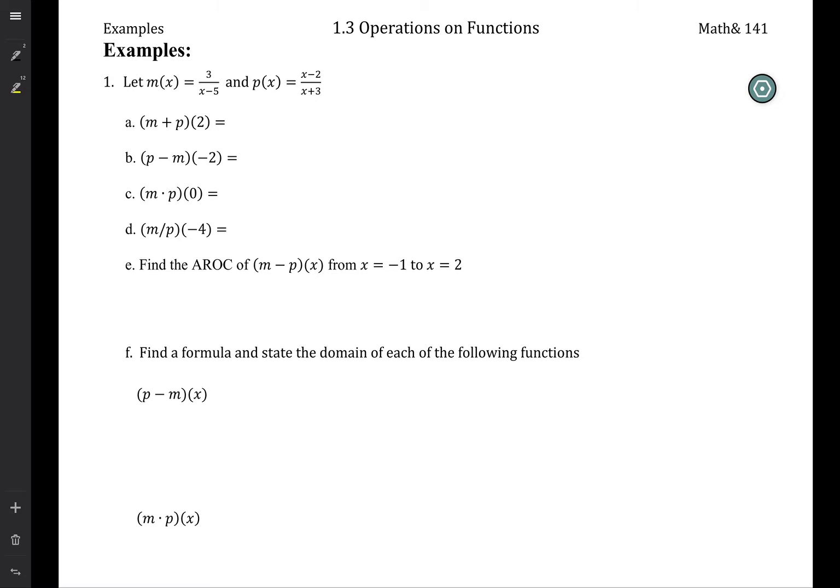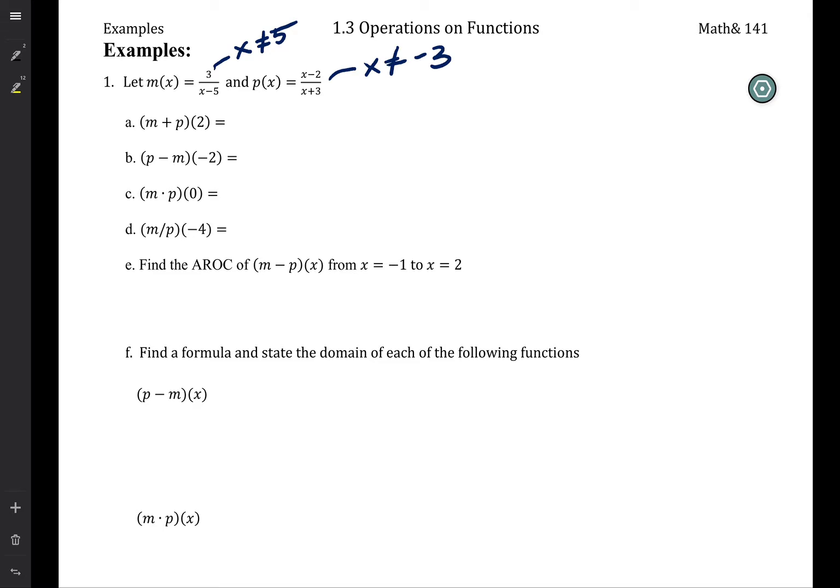So here I've defined functions m and p. And actually, I even want to say something before I jump into any of the rest of this. I'm going to say right now that m and p both have a domain restriction. M is valid for all real numbers except x equals 5, and p is valid for all real numbers except x equals -3. So at some point, we'll want to refer back to that.